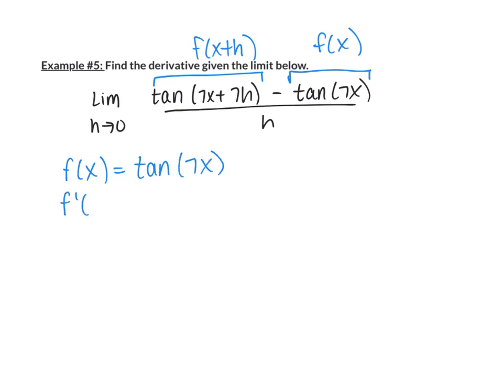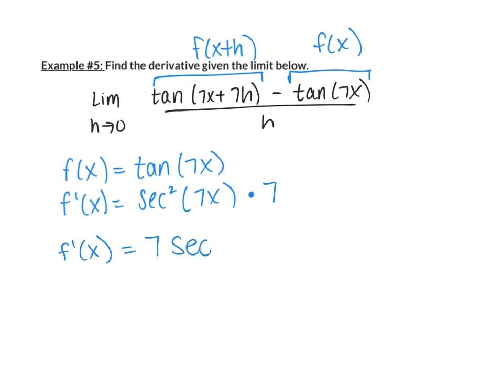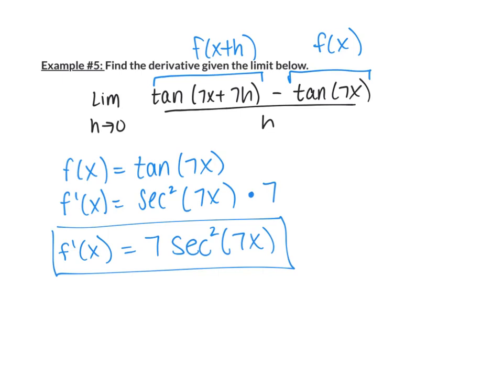So if I want to find the derivative, I need to remember that the derivative of tangent is secant squared of the stuff that's in the inside, then times the derivative of the inside. And the derivative of 7x is nothing other than 7. So my final simplified answer is 7 secant squared of 7x. And that is finding the derivative, analyzing my difference quotient.